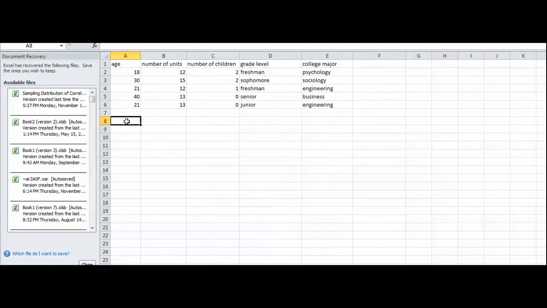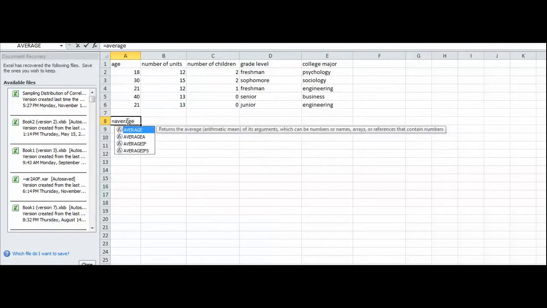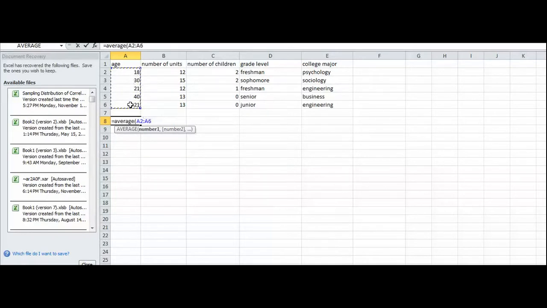Excel calls the mean an average, which is fine because mean and average mean the same thing. So what Excel wants us to do is to type in an equal sign, and then type in the name of the value that we want to calculate. The value that we want to calculate is an average, so we type in average. Then we put a left parenthesis right there, and we highlight the column that we want to calculate the average of, and then we put a closing parenthesis right there, and then press enter, and it gives us the mean, meaning the average of this column of data.